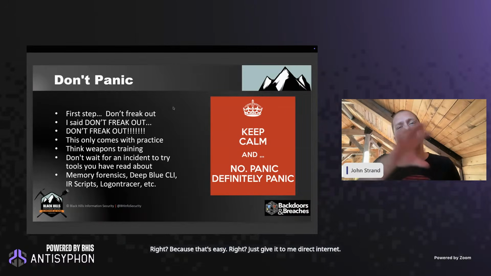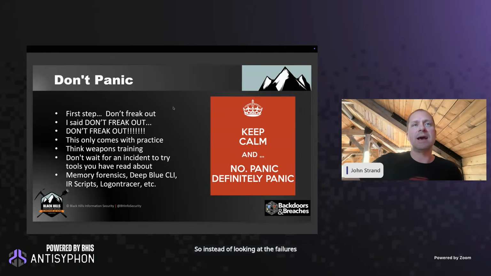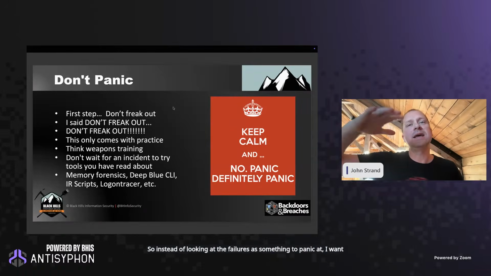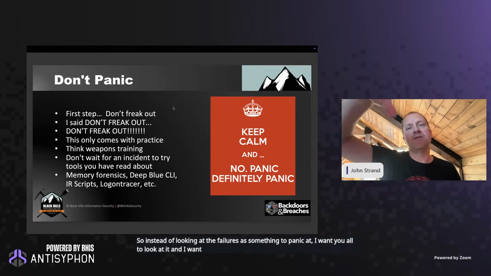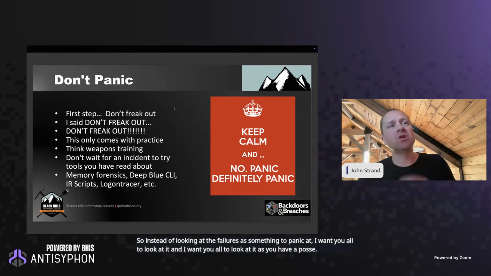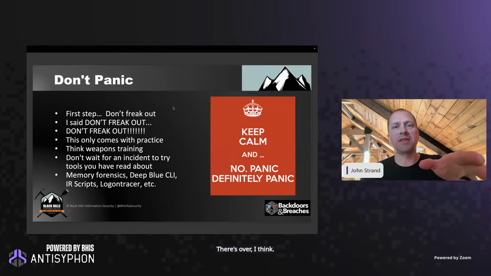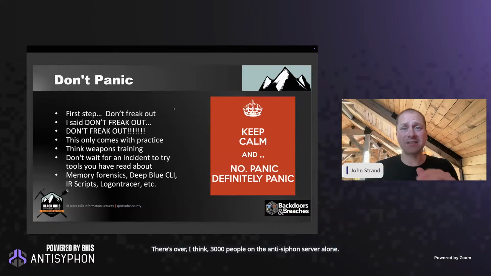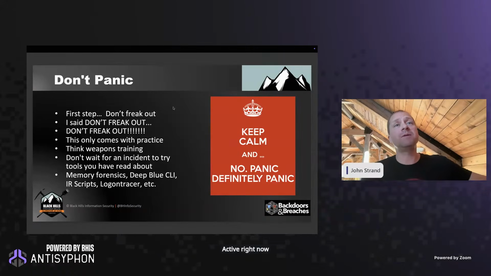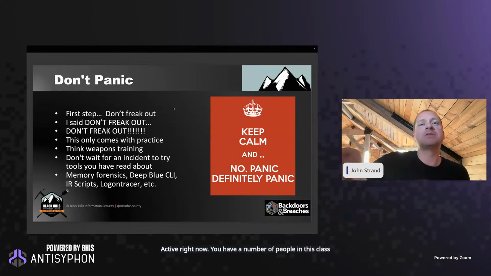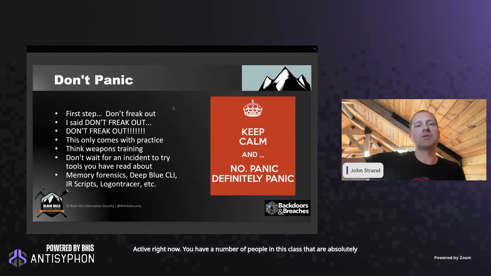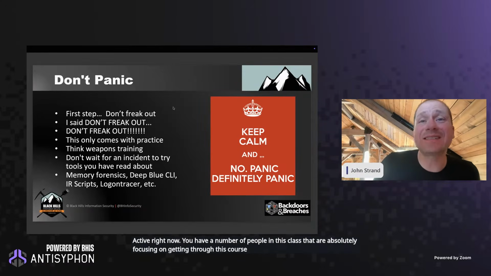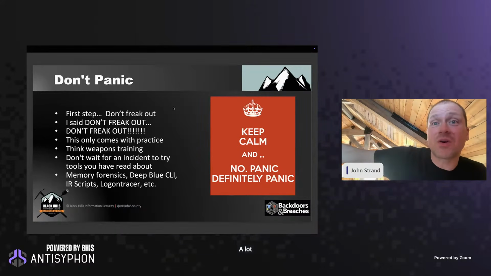So instead of looking at the failures as something to panic at, I want you all to look at it as you have a posse. There's over, I think, 3,000 people on the Antisyphon server alone, active right now. You have a number of people in this class that are absolutely focusing on getting through this course. And also, just as a heads up, a lot of the people that are on Discord have been through this class before.